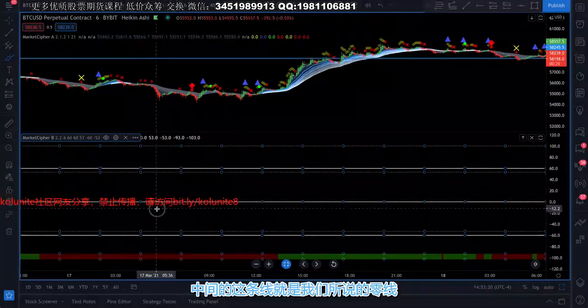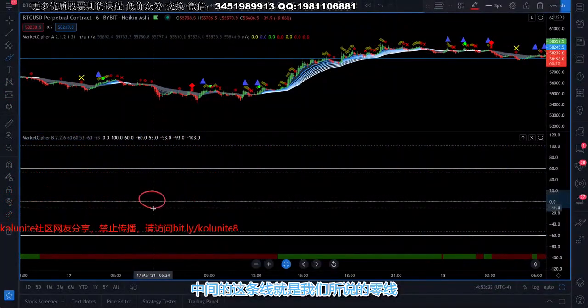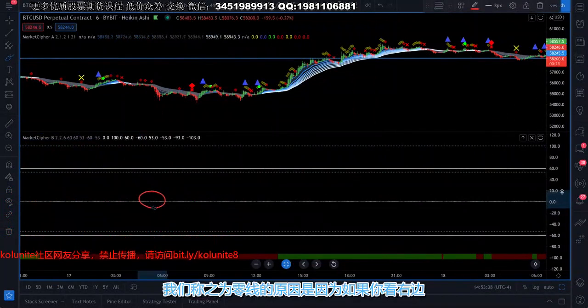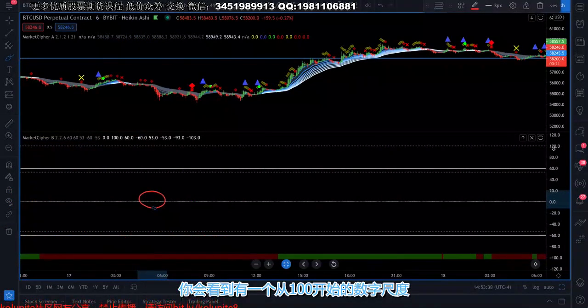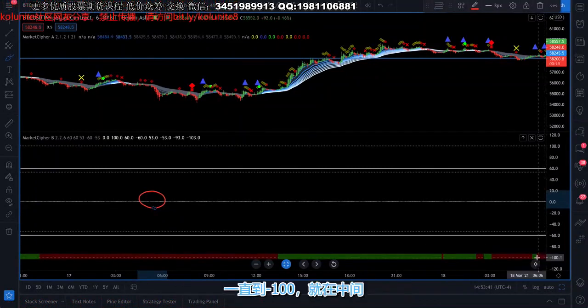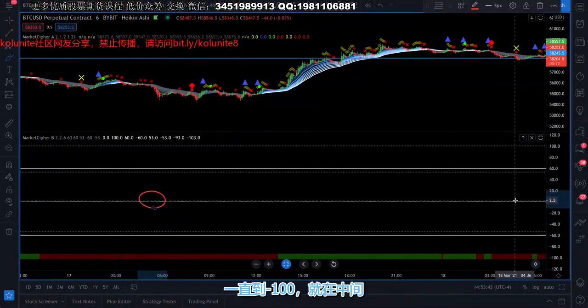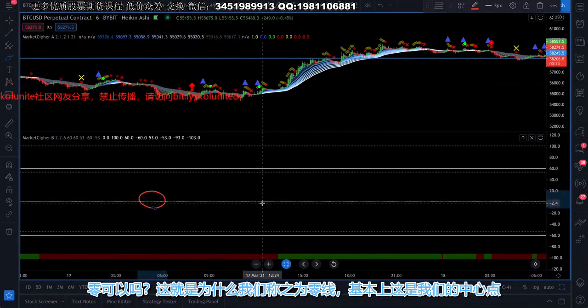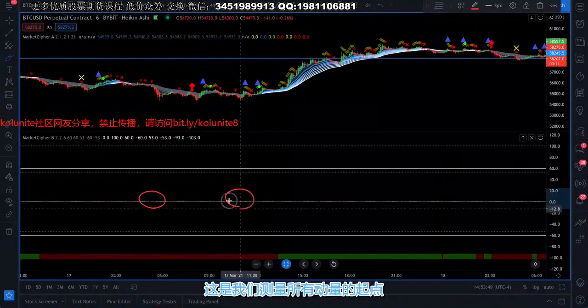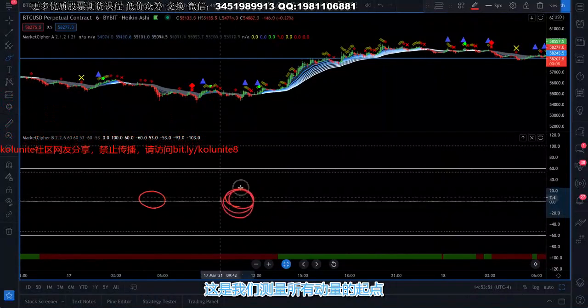And this line in the middle right here is what we call the zero line. The reason we call it the zero line is because if you look over here on your right, you'll see that there is a scale of numbers going from 100 all the way down to negative 100. And right in the middle is 0. That's why we call it the zero line. Basically, this is our center point, our starting place from which all momentum is measured.